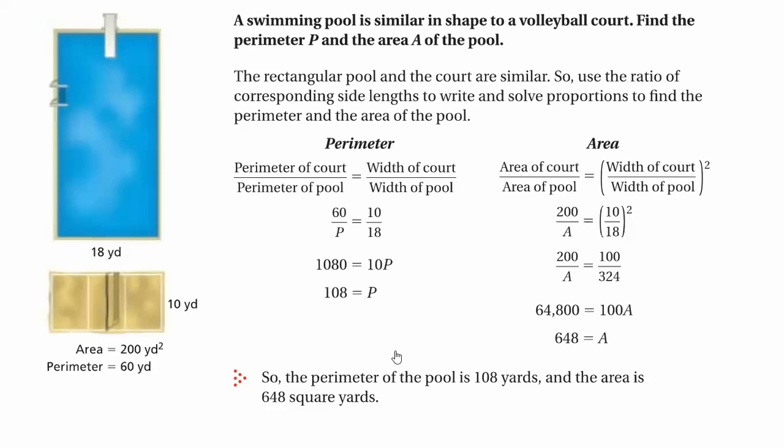So make sure you realize the difference between when you're going to square it and when you're not. When you're doing area, you're going to square it. When you're doing perimeter, it's just the numbers. But making sure also to line up corresponding sides.